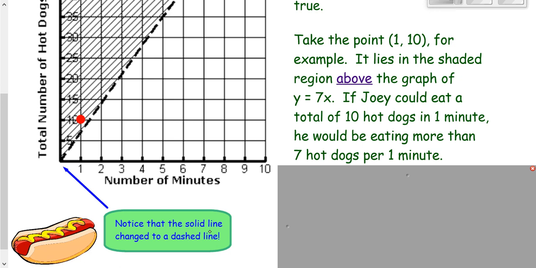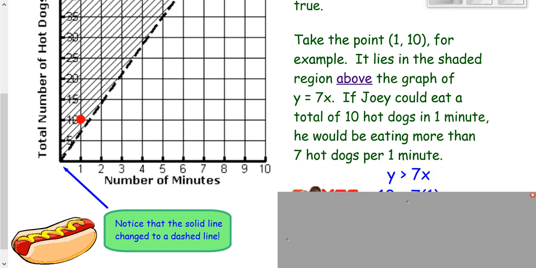Notice that our solid line changed to a dashed line because we discussed that nothing on the line would be greater than what he did before. Everything would have to be above the line for it to be greater. So my line is not going to be solid any longer. It's going to be dotted.